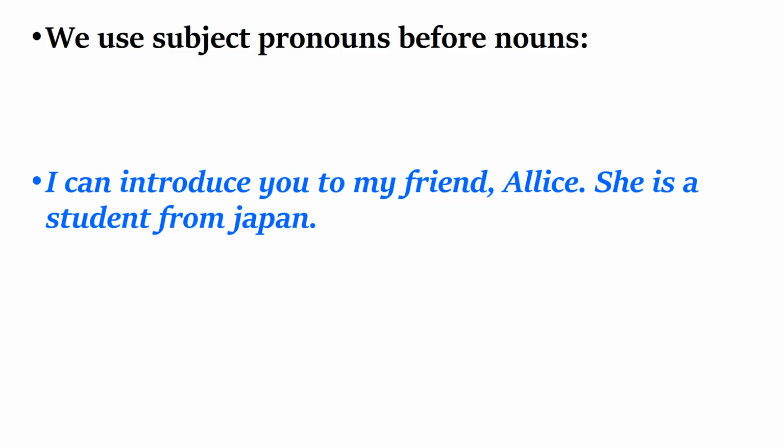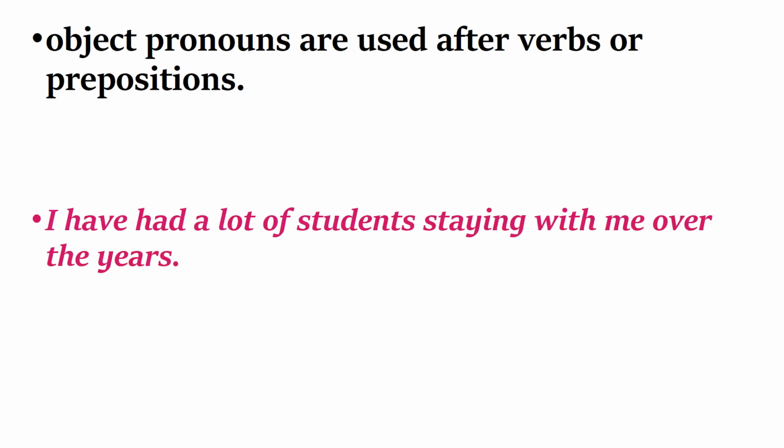We use subject pronouns before verbs. Example: I can introduce you to my friend, Alice. She is a student from Japan. Object pronouns are used after verbs or prepositions. For example, I have had a lot of students staying with me over the years. Me, in this sentence, is an object pronoun.